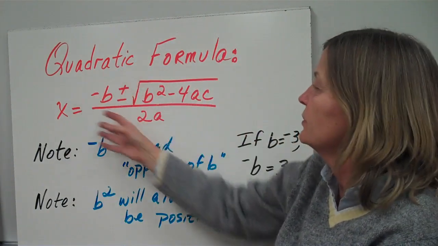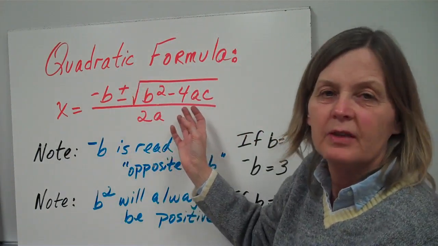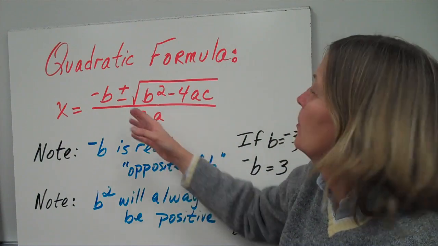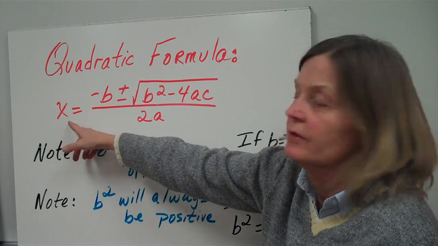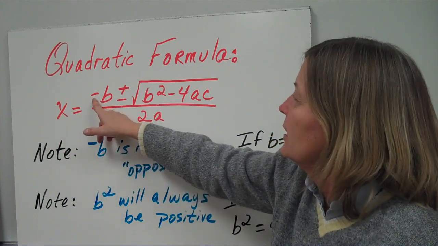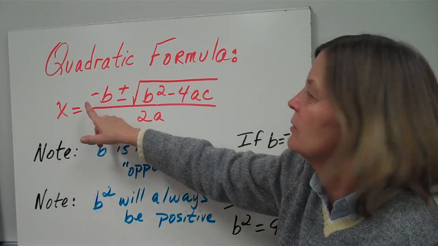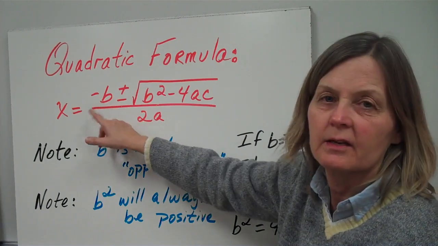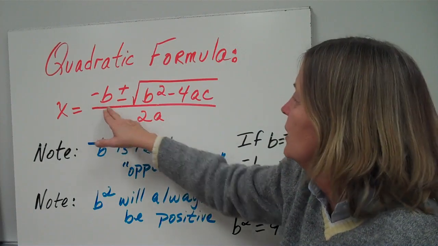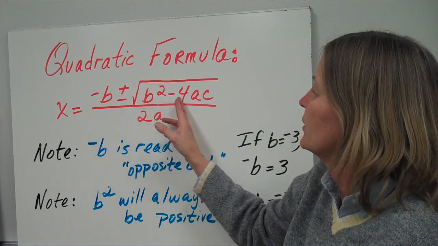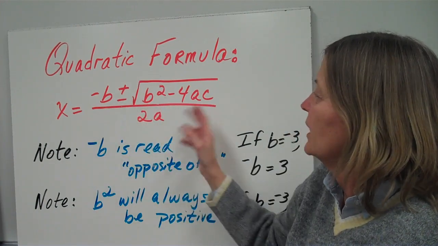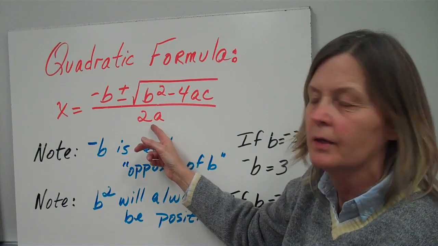Now, this is the quadratic formula. Seems lengthy, but very doable. Let's talk about it. I would read this as x equals opposite of b. So note, even though it may look like negative b, I'd prefer you say opposite of b, plus or minus the square root of b squared minus 4ac, and all of that has a denominator of 2a.